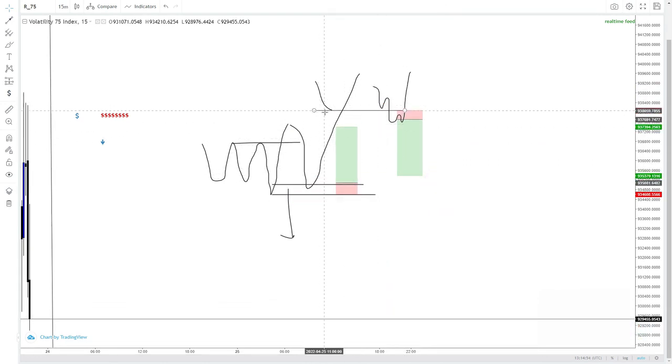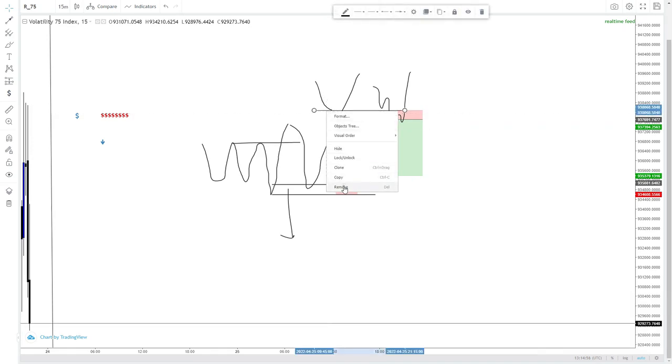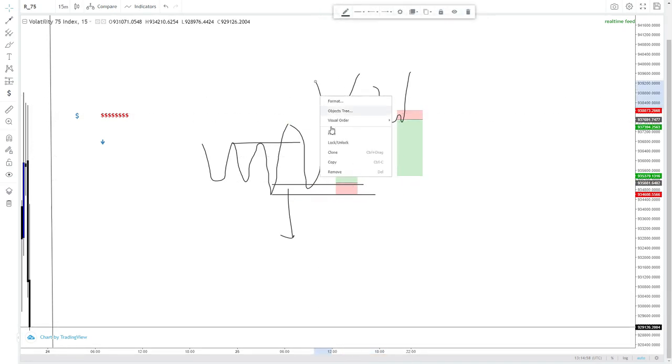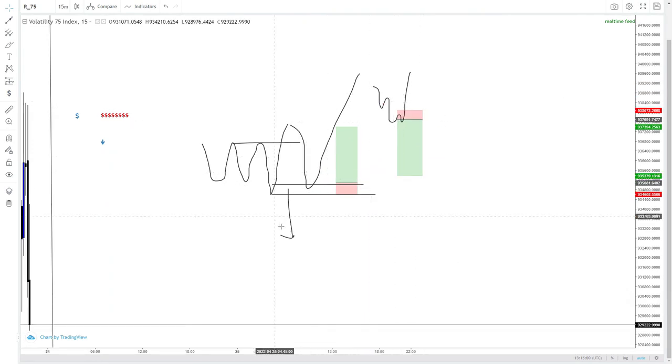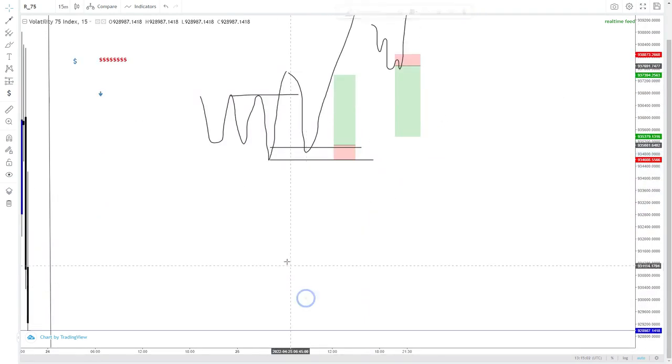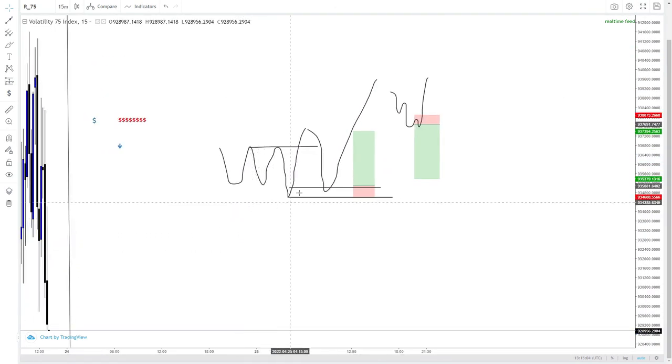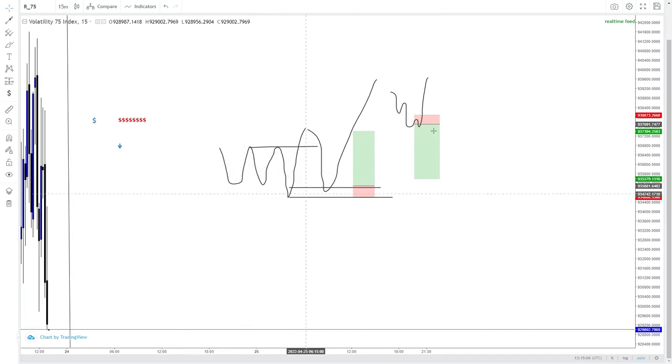So let's remove all that debt. It's now dead, right? Let's remove all that and focus on this setup. This is how we're going to treat this setup, guys. This is how we're going to trade.